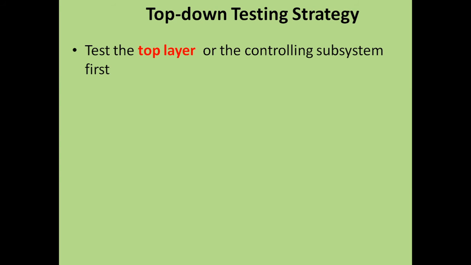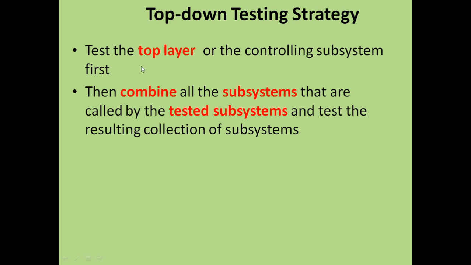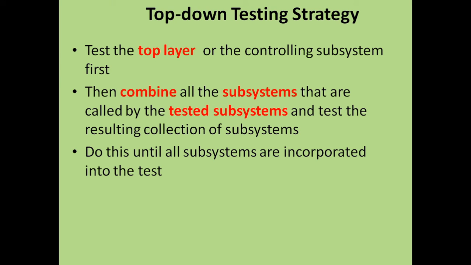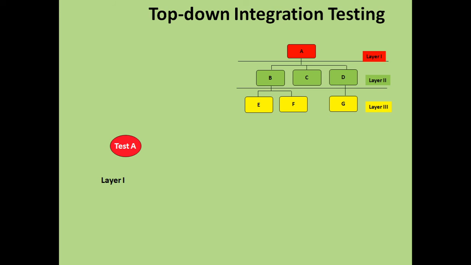Top-down strategy, as the name suggests, we start by testing the topmost layer which controls the subsystem for the user interface, then combine all the subsystems that are called by the tested subsystems and test the resulting collection of subsystems. So from top to bottom, we first go to the user interface part, and then whichever subsystems they are calling, and then whichever subsystems are being called by these subsystems, and so on till the lowermost level. We do this until all the subsystems have been incorporated in the test.